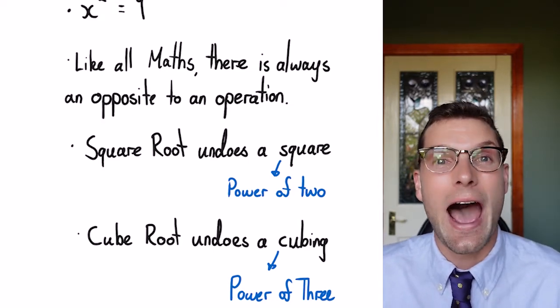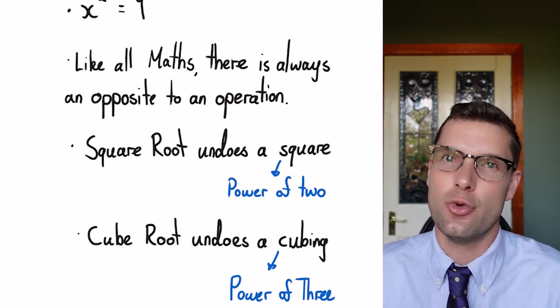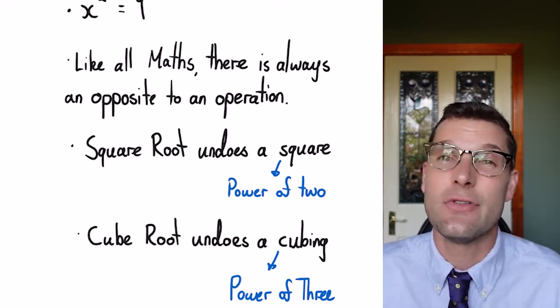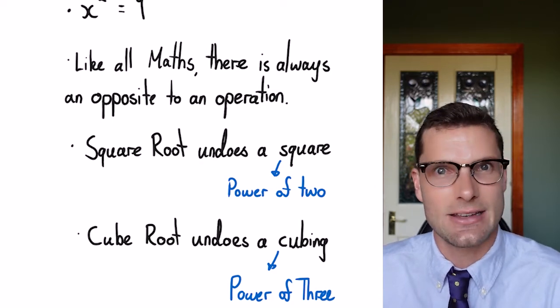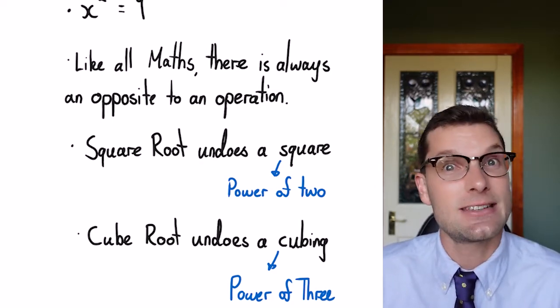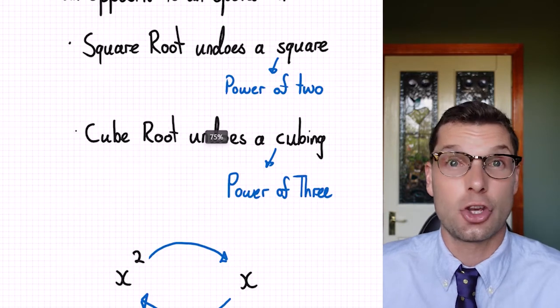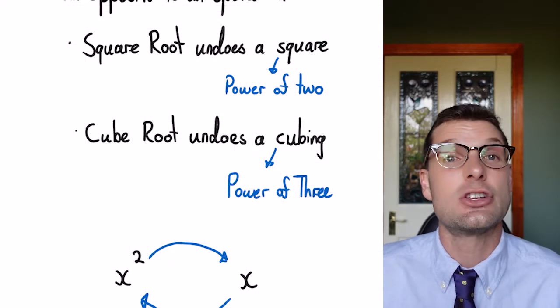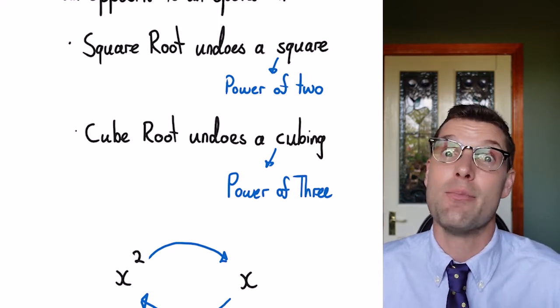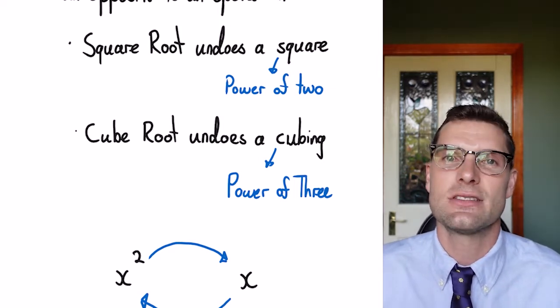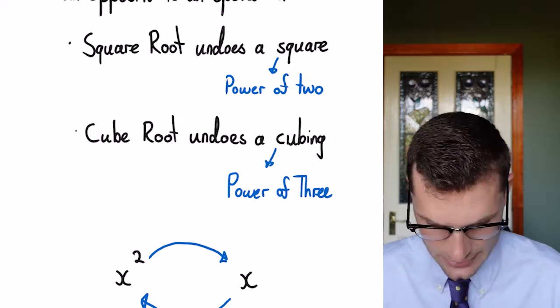So a square root undoes a power of 2. So if you have x squared, if you square root both sides, you'll be left with x equals your answer. And then if you've got x to the power of 3, this is called a cube. All you've got to do is cube root both sides. And that gives you an answer that multiplied by itself 3 times will give the answer at the start.